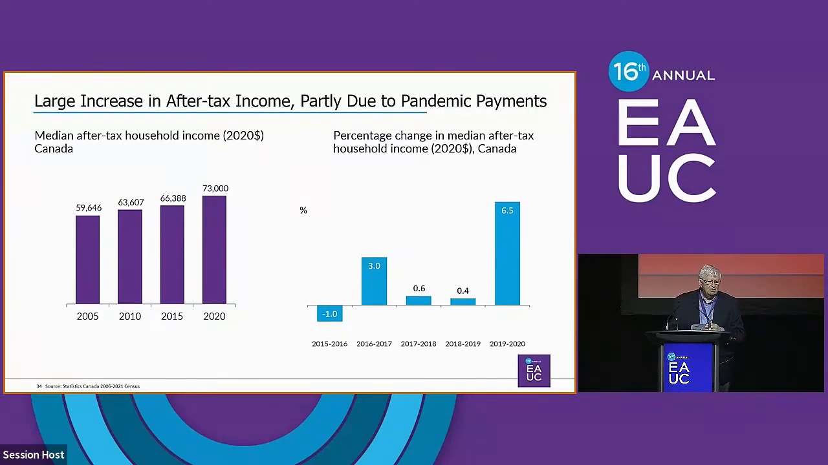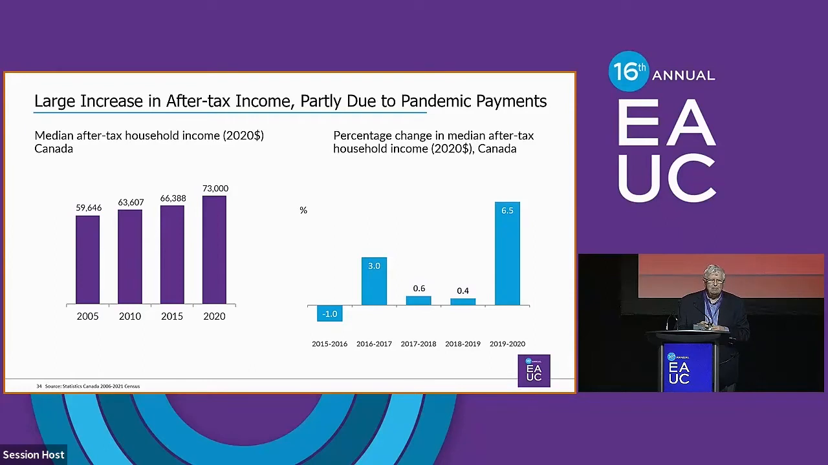And if we look at what's happened in the 2020 income data, you can see a big increase in income in 2020 over 2015, over a 10% increase. And I've just pulled out the year-over-year increase from survey data, and you can see that most of that increase actually happened in the pandemic year, 2019 to 2020. So the pandemic has had a big effect.